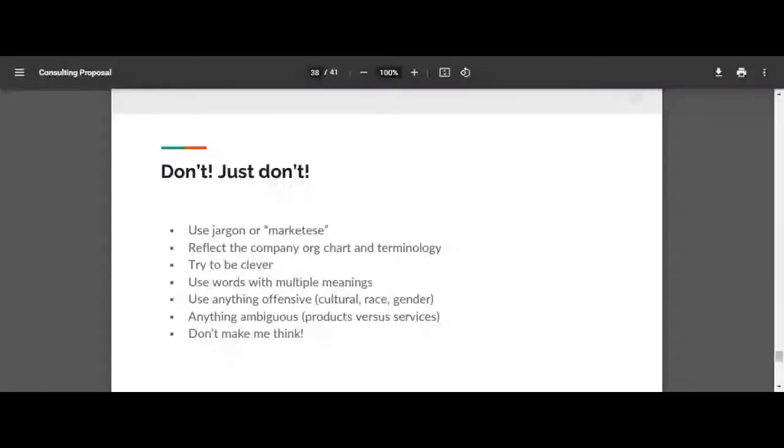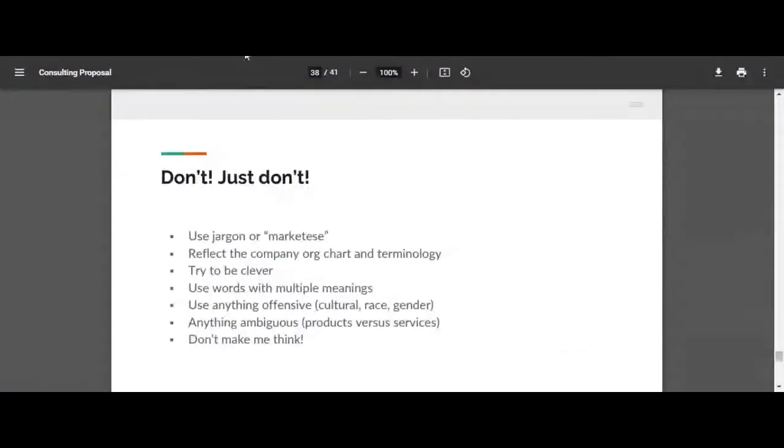So the final consideration: the don'ts. And I've listed them on Blackboard as well so that you don't have to go through the deck if you don't want to. Don't use jargon, don't use marketese, and you're often going to see marketers trying that too many times.